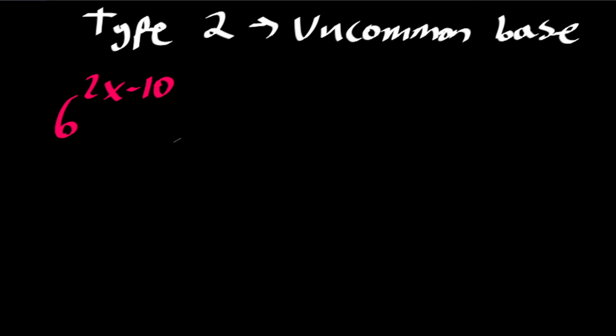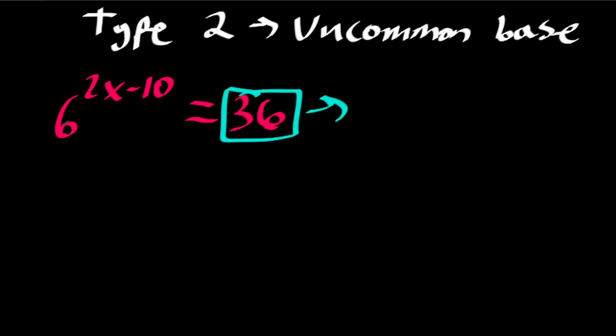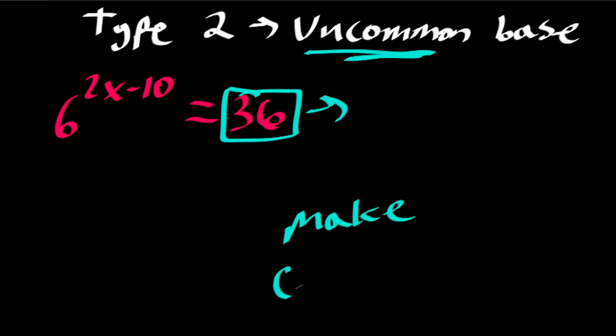All right, so 6 to the 2x minus 10 equals 36. So now, when we did the previous problems, we said, okay, when the bases are the same, the bases cancel. But obviously, 6 and 36 are not the same. So you obviously can't just cancel 36 and 6. However, if we could somehow write 36 so that it has a base of 6, then we could actually do that. So pretty much your uncommon base problems, your goal is to create or make common bases.